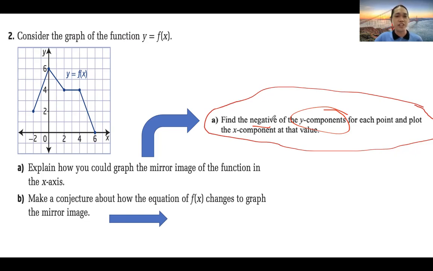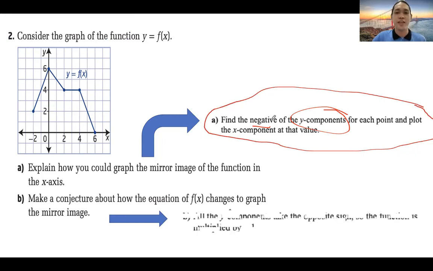So now make a conjecture about how the equation f of x changes to graph the mirror image. Now all the y components, or y coordinates, or y values take the opposite sign. So the function is multiplied by -1. I hope you have the same idea while doing this investigate part of our activity.